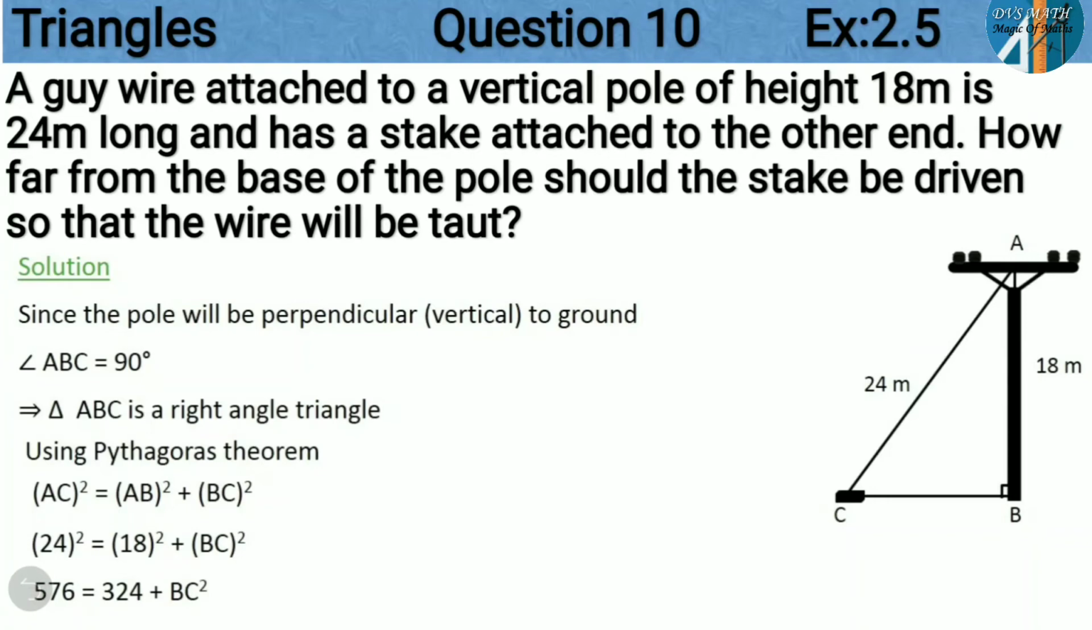Before solving this question, we have to understand some new words which are given in this: one is guide wire, one is stake, and one is taut. You have to understand the meaning of these.